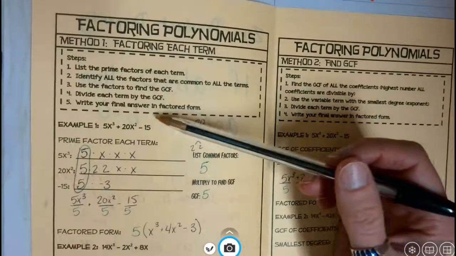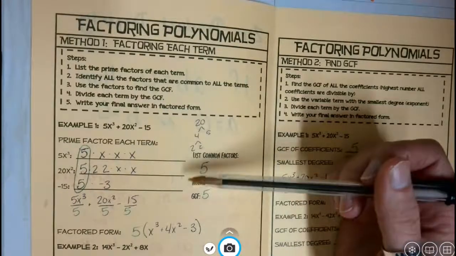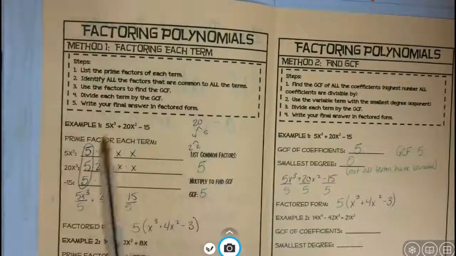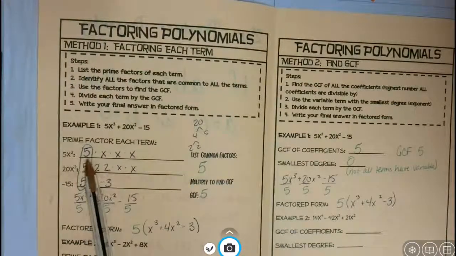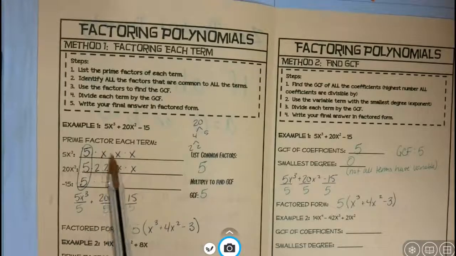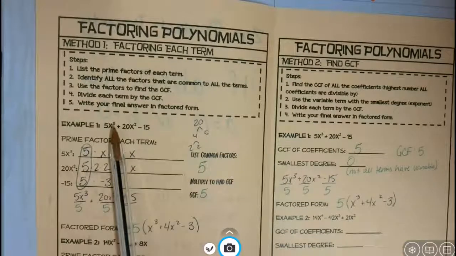When I'm looking at these polynomials and finding the prime factors, it means what can I break it down to? So 5x cubed is my first term. I know that my prime factors are, 5 is a prime number, so I can't break it down anymore, times x, times x, times x. There are 3 x's, that's what that exponent tells me.